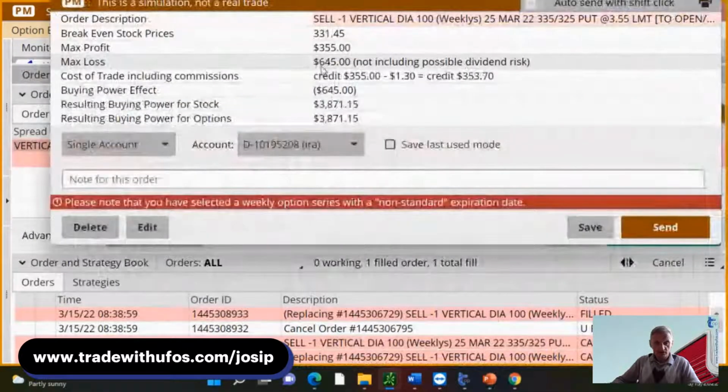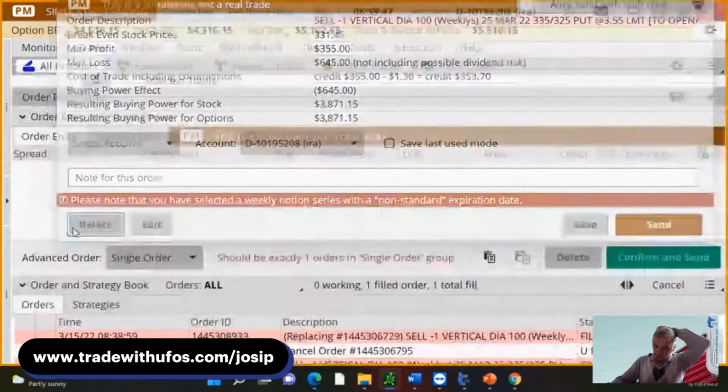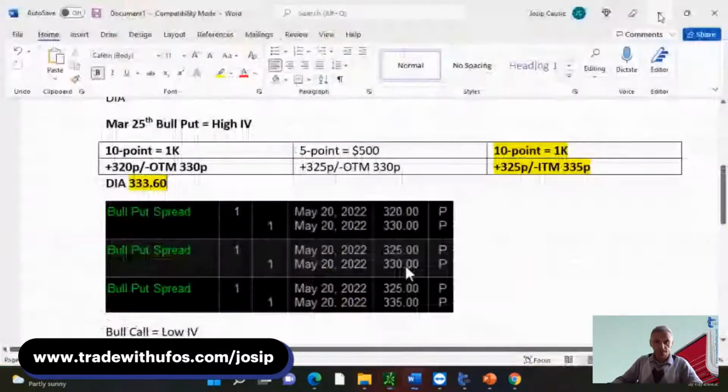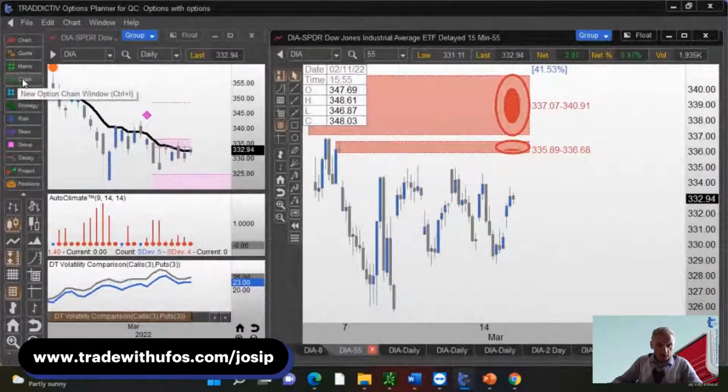Because I'm risking right now $645 to make a maximum profit of the 355. Okay, so let's do that now on Trade Active. So what do we do next? We open up the chain.